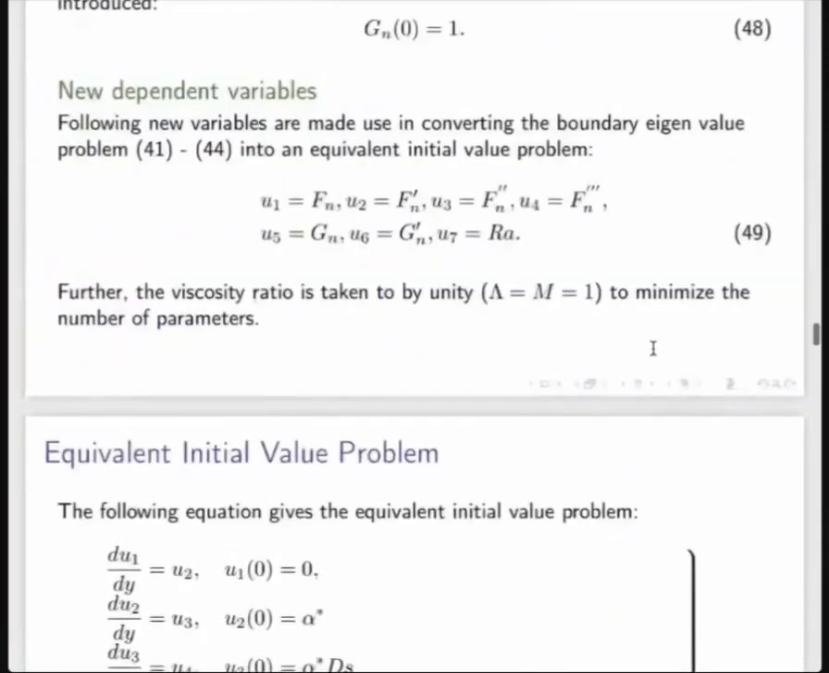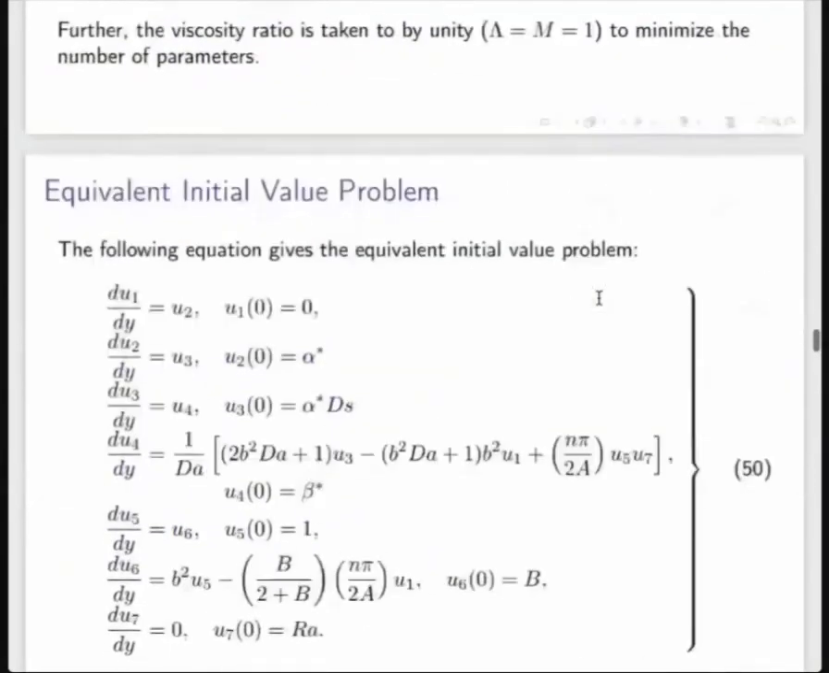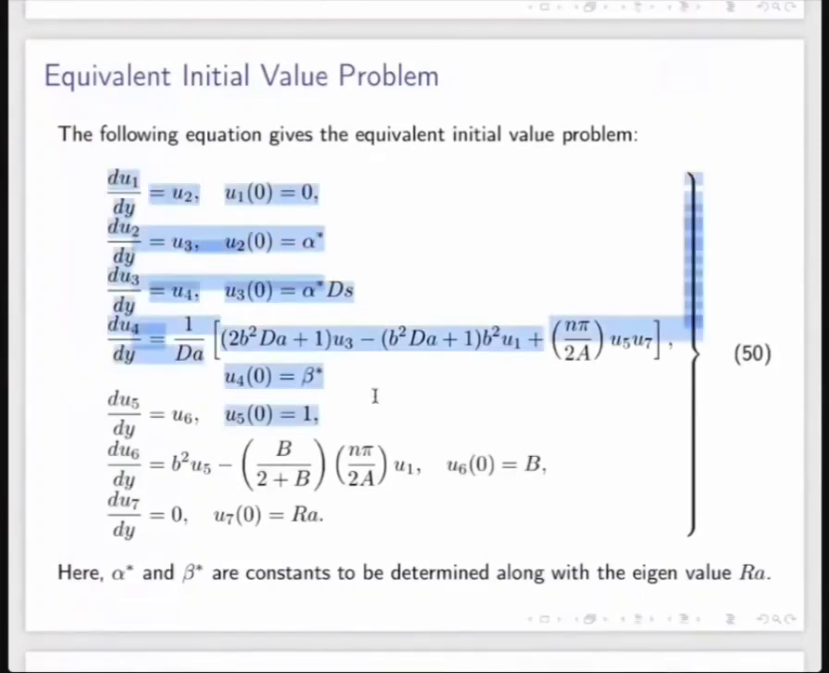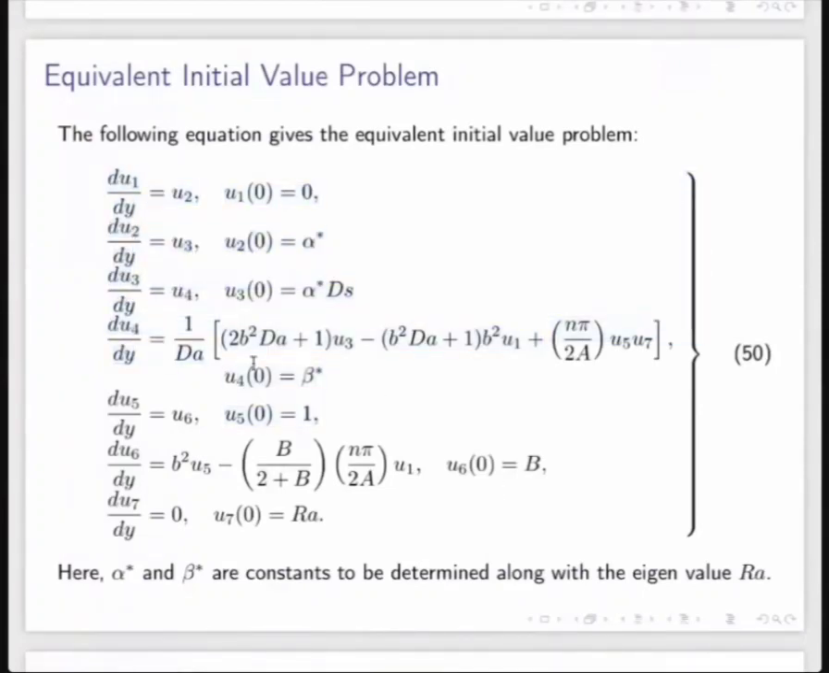All right, and there are some more assumptions made: we set the values of lambda and m equal to 1 to minimize the number of parameters. Okay, and this conversion of the given boundary eigenvalue problem into an initial value problem is somewhat similar to the technique of the shooting method.